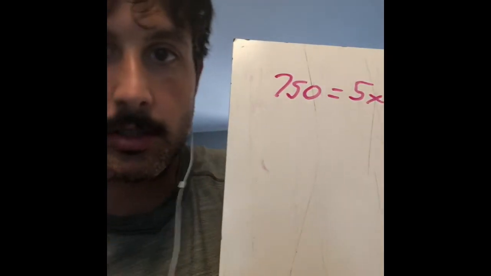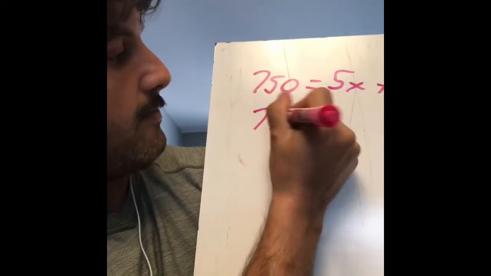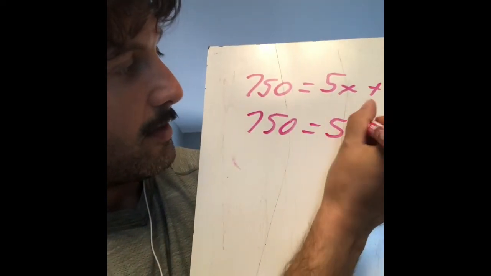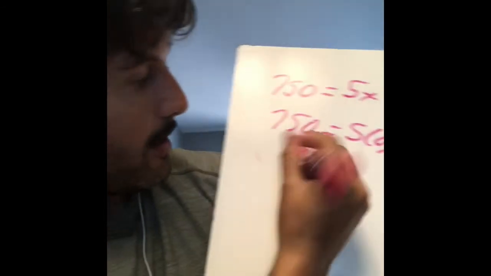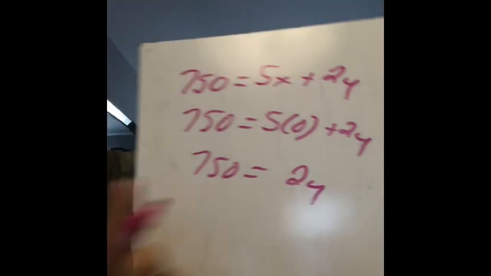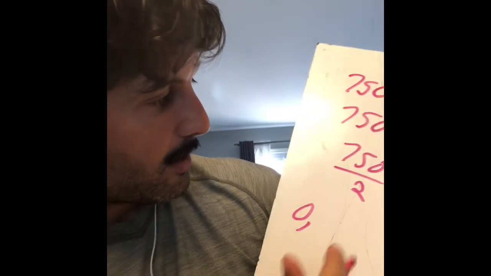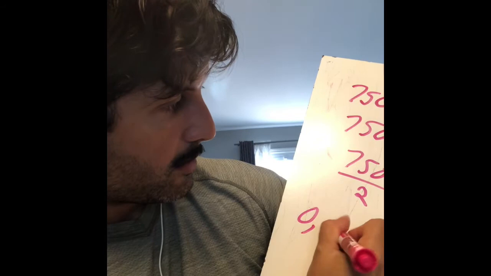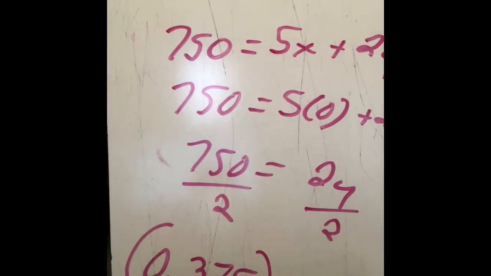And what's the most children's tickets you could sell? Well, if you had 0 adult tickets, you'd have 750 equals 5 times 0 for the adults plus 2y. Okay, and now you'd have 750 equals 2y. Divide by 2, divide by 2. You'd have 0 adult tickets and 375. Now, that would be 375 children's tickets.